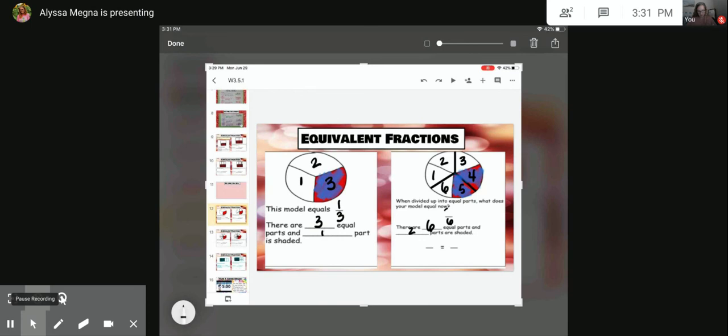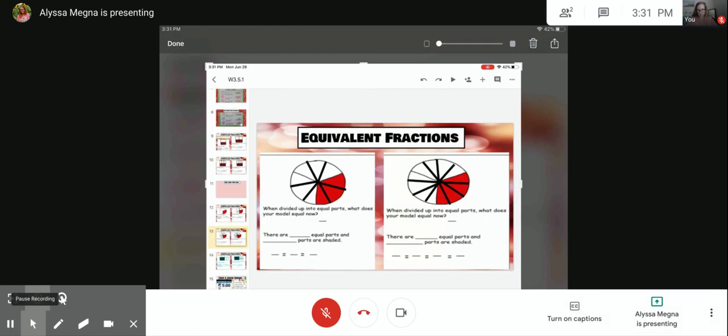So we started with 1/3, and now we have 2/6. These are equivalent fractions, or they're equal to each other. They have the same thing. They take up the same amount of space. You can see the red on the first picture is the same amount of red on the second picture.